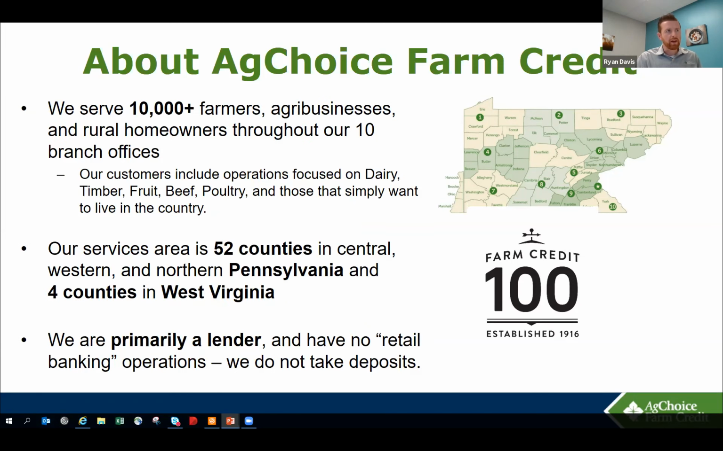We serve over 10,000 farmers and agribusinesses through our 10 branch offices across the state. Our customers include operations that are involved in dairy, timber, fruit, beef, poultry, and some of those that simply want to live in the country. We cover 52 counties in Pennsylvania and about 4 counties in West Virginia. And the southeastern part of Pennsylvania, the little section you see missing in the map there, is covered by our sister association, Mid-Atlantic Farm Credit. We are primarily a lender, and we don't have retail banking operations. That means we don't take deposits. So you can't get a checking or savings account with Farm Credit.